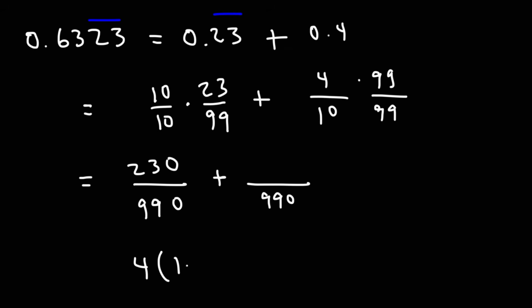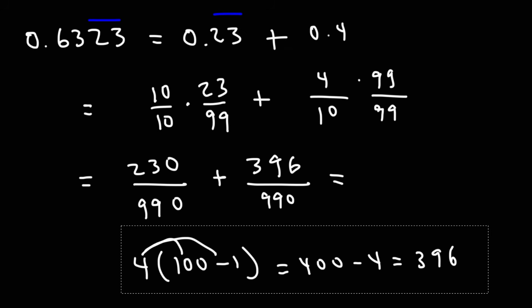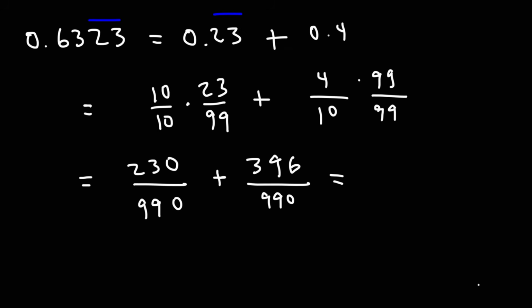Think of 99 as 100 minus 1. 4 times 100 is 400. 4 times negative 1 is negative 4. So this is 396, and that's what 4 times 99 is. So now we need to add 230 plus 396. And so that's going to be 626 over 990.